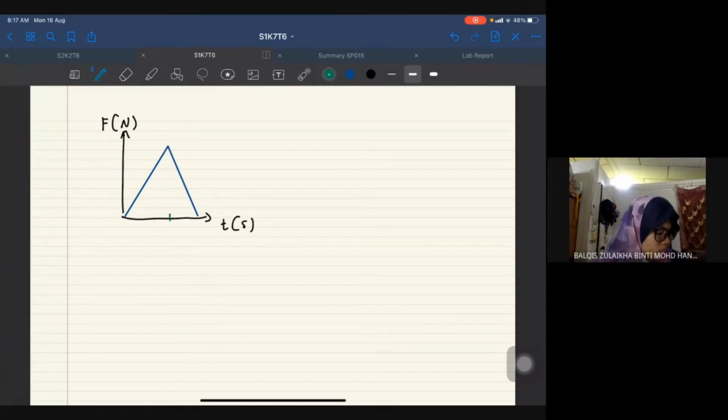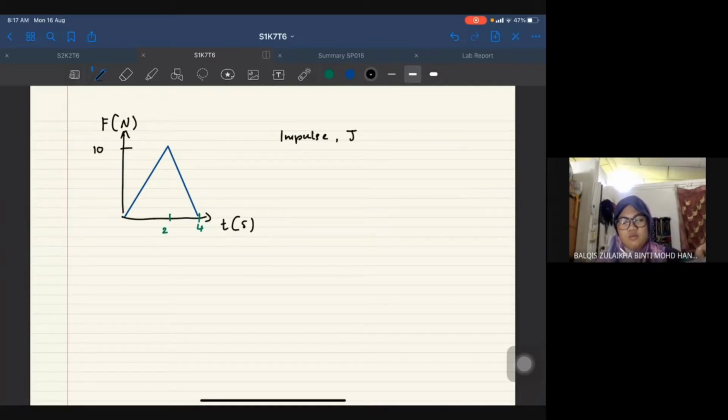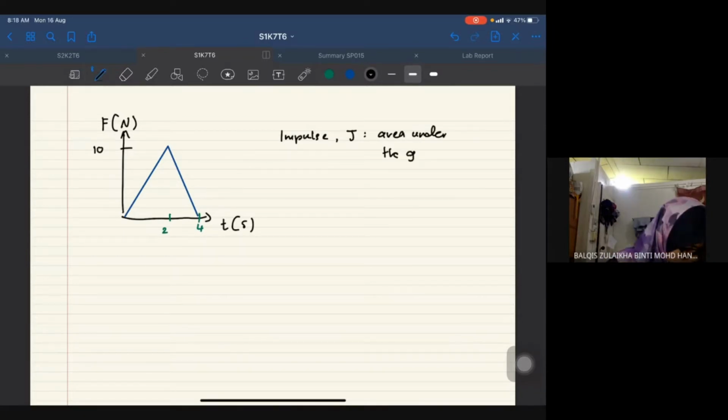Okay, katakan this one is 0 second, 2 second and 4 second. And the total force here would be, let's say, 10 Newton. Okay, let's say the question wants you to find the impulse. It will be area under the graph. Okay, because this one is too straightforward. Sometimes they change the situation a little bit lah. Yeah, just write the answer first.